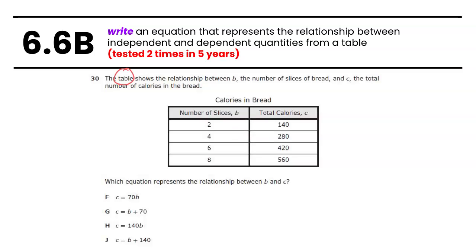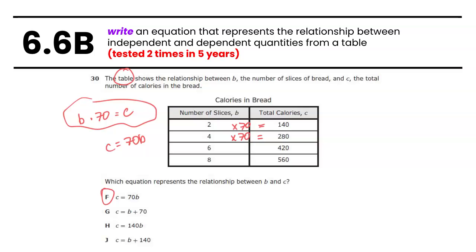Something else that we could do in order to get from B to C is multiply B by 70. 2 times 70 is equal to 140. If we try that in the second ordered pair, 4 times 70 is equal to 280. And so the rule here is going to be B multiplied by 70, and that will get us the result of C. And if you look at the answer choices, what we see is that C is equal to 70B, which is the same as what we wrote right here.